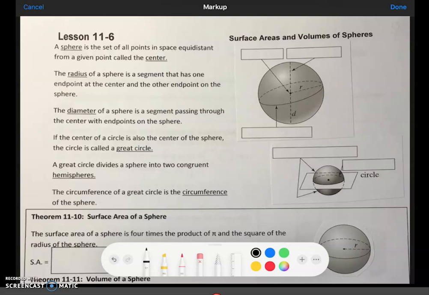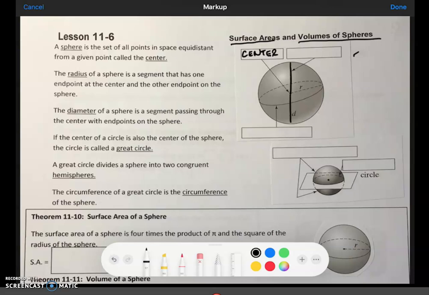Okay, these are the notes for 11-6, the surface area and the volume of a sphere. All right, a sphere is basically like a basketball or a globe. This top picture here has some of the basic vocabulary. The center is the center. And like a two-dimensional circle, the sphere has the same vocabulary words.